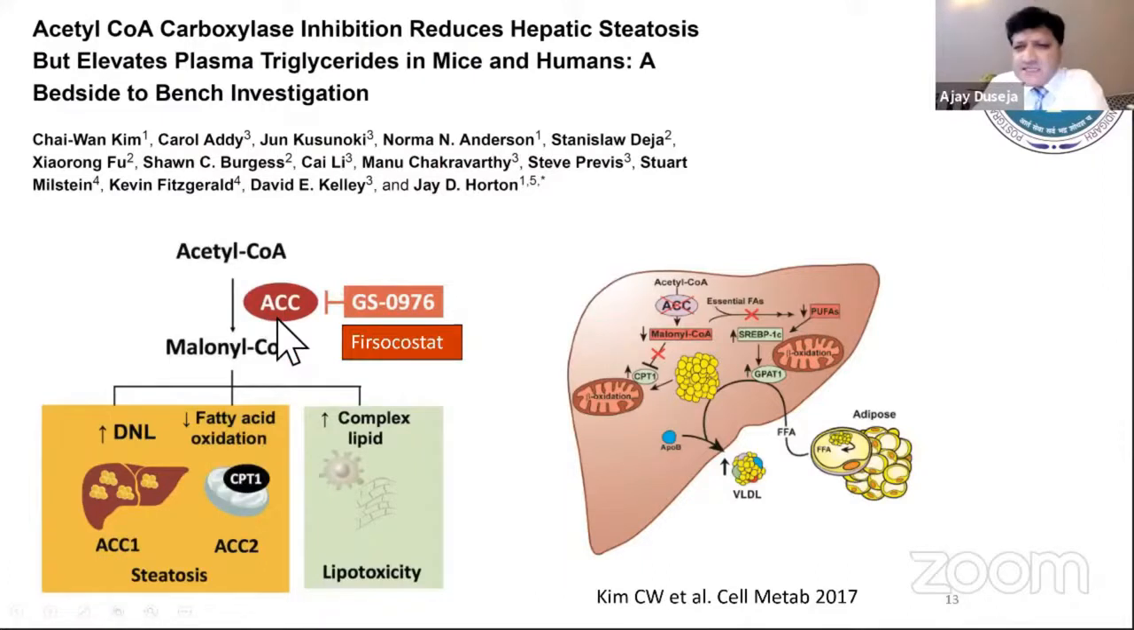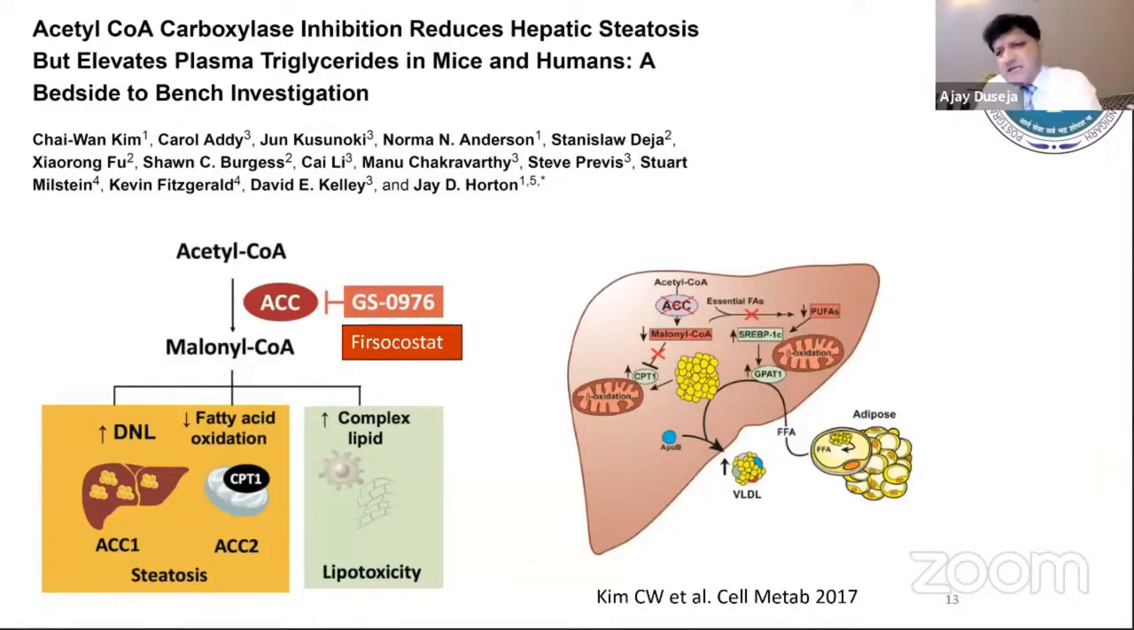So if you inhibit this enzyme, your de novo lipogenesis will go down, your fatty acid oxidation will go up, so you will have less steatosis. But while the ACC inhibitor is doing this, there is a reduction in the polyunsaturated fatty acids, which somehow upregulates the genes involved in lipid synthesis, like SREBP and GPAT, and ultimately, you may have hypertriglyceridemia and increased VLDL secretion as a side effect of Firsocostat.